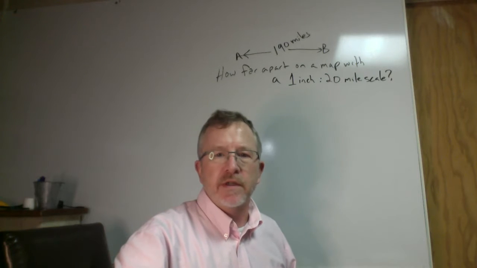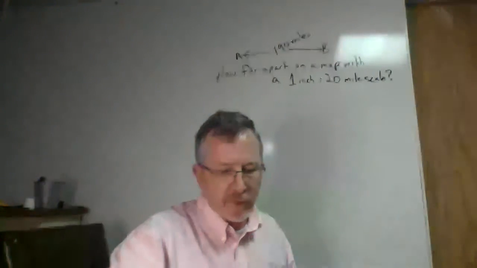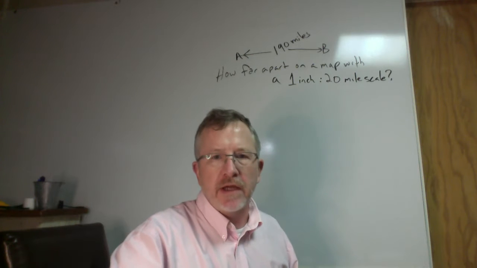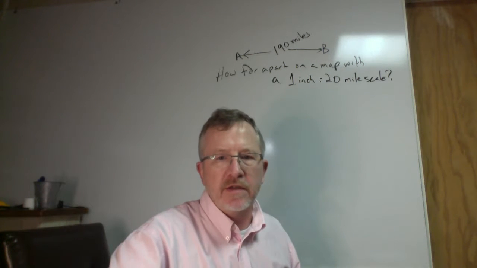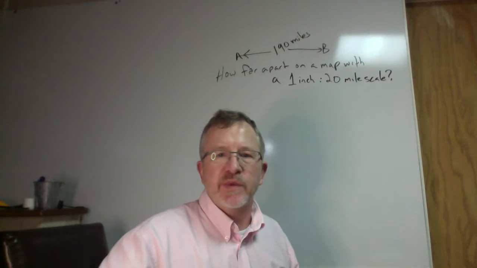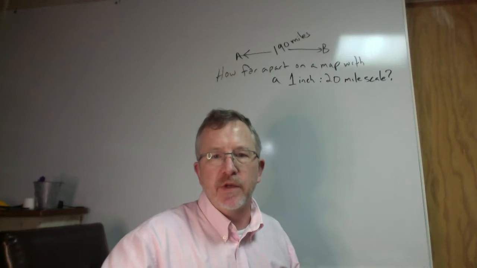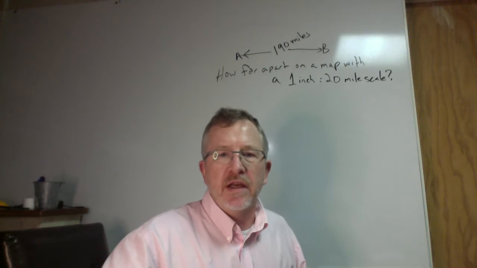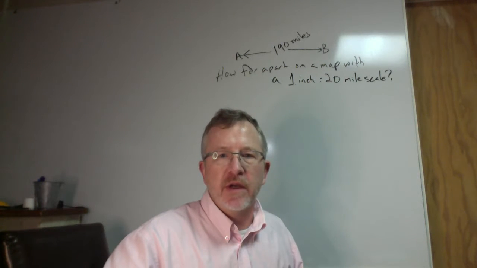Okay, so now we're going to try a different angle on a problem. So we've calculated the actual distance based on a distance on a map with a scale. Now we're going to take a situation where we know the actual distance between two places, and we have a map with a 1 inch to 20 mile scale. And we want to find out how far apart on the map they are.